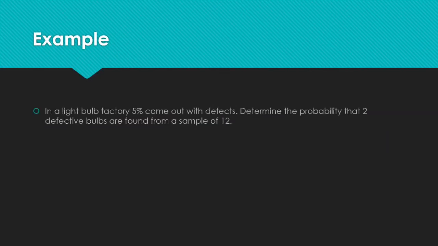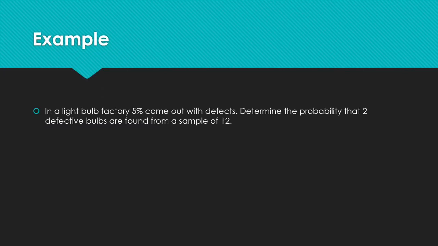Well, now we can summarize everything we have seen with an easy example. It says, in a light bulb factory, 5% come out with defects. Determine the probability that 2 defective bulbs are found from a sample of 12.